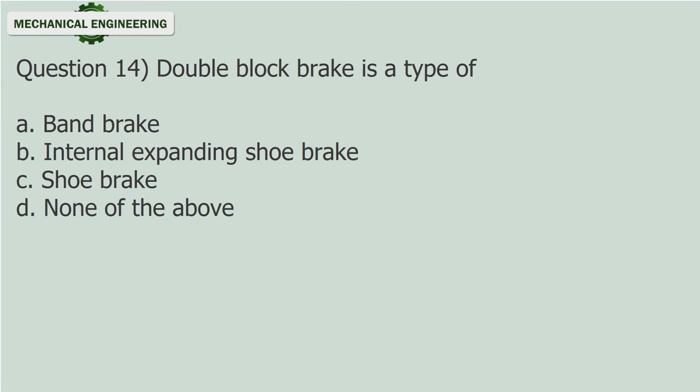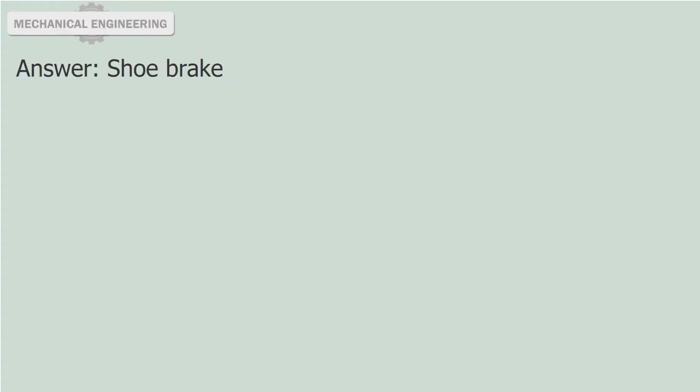Question 14. Double block brake is a type of A. Band brake. B. Internal expanding shoe brake. C. Shoe brake. D. None of the above. Answer: Shoe brake.